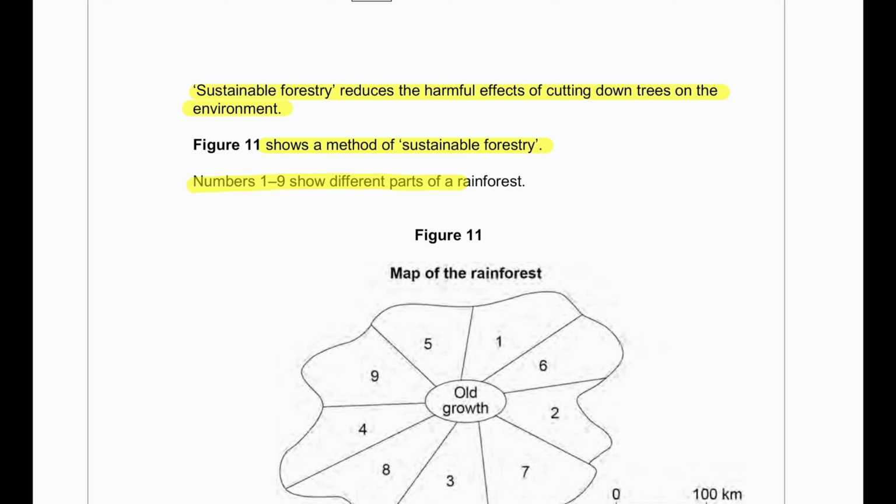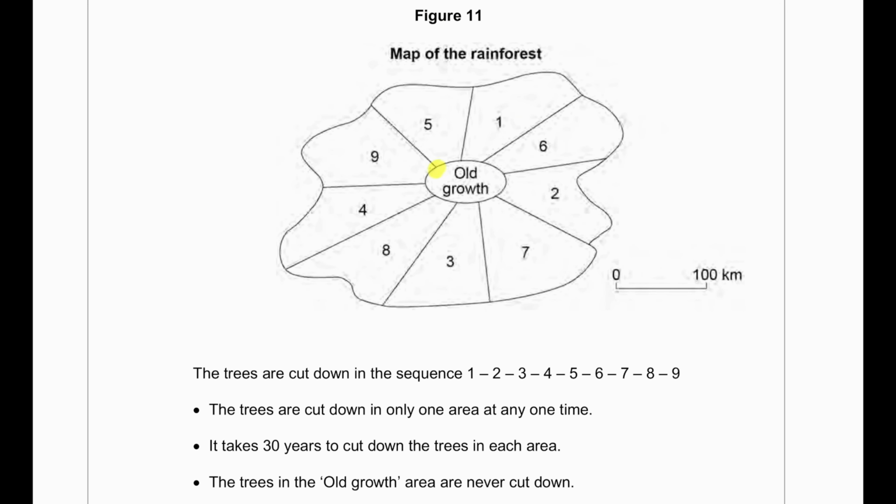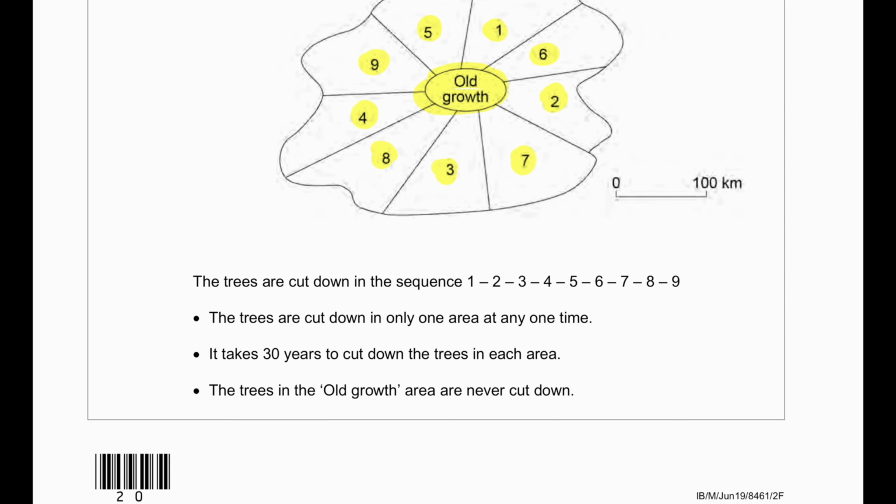Numbers 1 to 9 show different parts of the rainforest. You can see an old growth in the center and the different parts of the rainforest. They are numbered in a different way, so the sequence they are cut is from 1 to 9. The trees are cut down in only one area at any one time. It takes 30 years to cut down the trees in each area. The trees in the old growth area are never cut down.